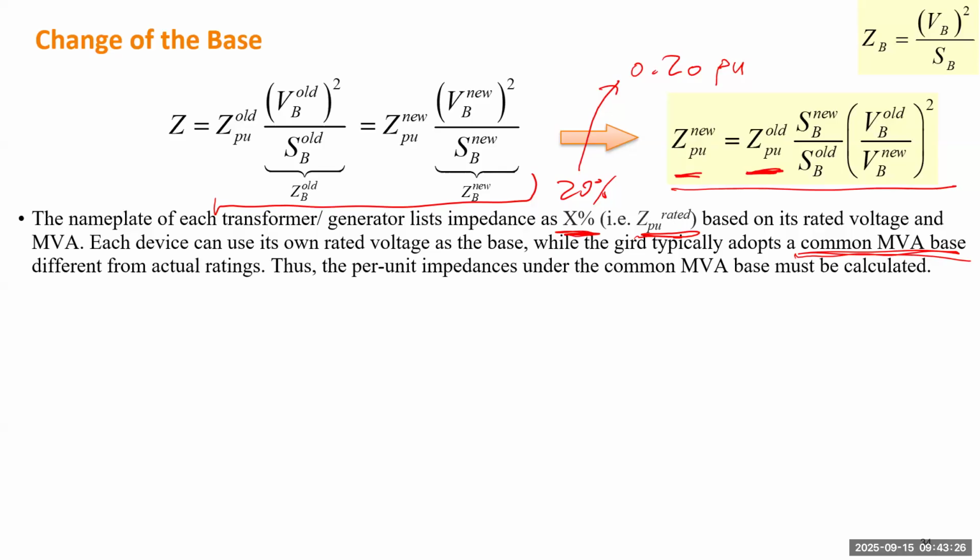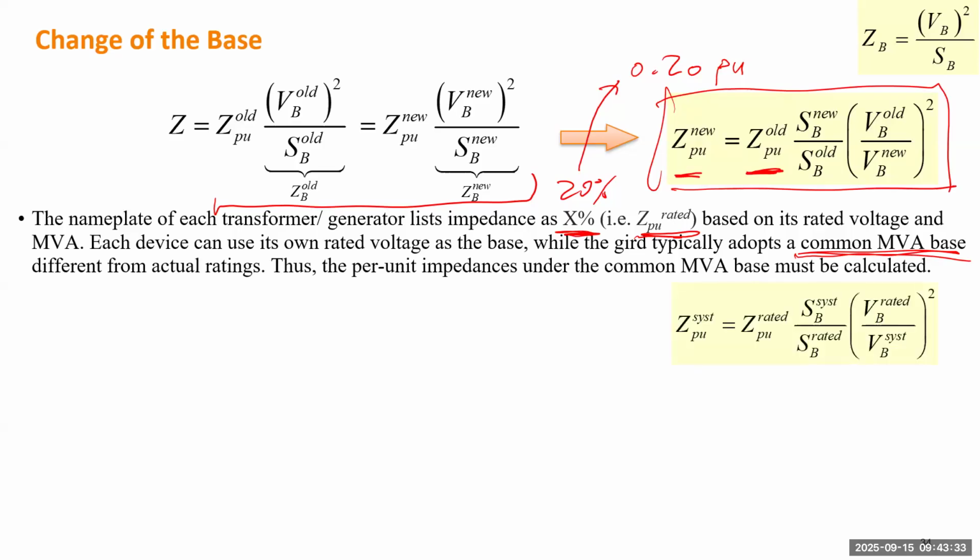So then we'll need to use this formula to convert that X percentage to the correct per unit value. If we know the rated value, and we also know the system voltage base and system power base, using this formula will change the rated impedance per unit value to the system base per unit value, right? In this case, this one will be the X percent on the nameplate, and this one will be the one we're going to use for calculation.